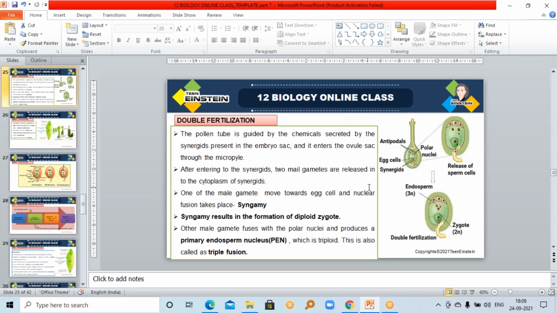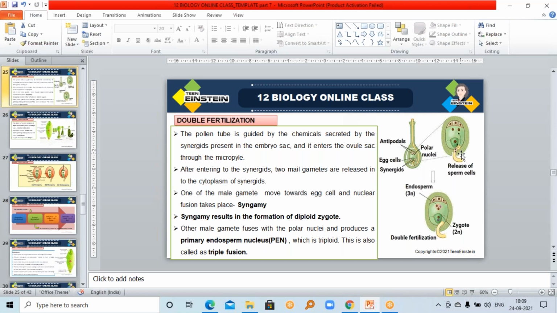So after that, the pollen tube enters the embryo sac. Only the tip of the pollen tube is entering, not the whole pollen tube. Only that tip is penetrating the embryo sac, and it is reaching near the egg apparatus. You can see here the egg cell. So it is reaching near to that, right?